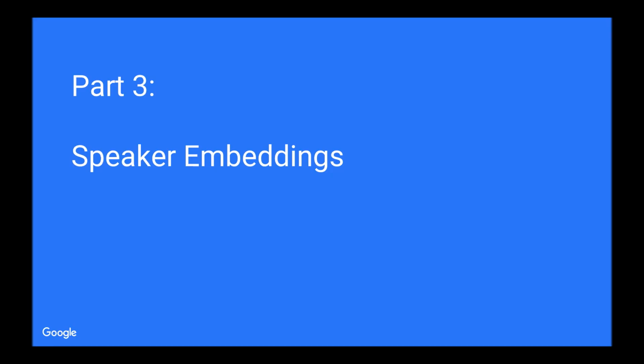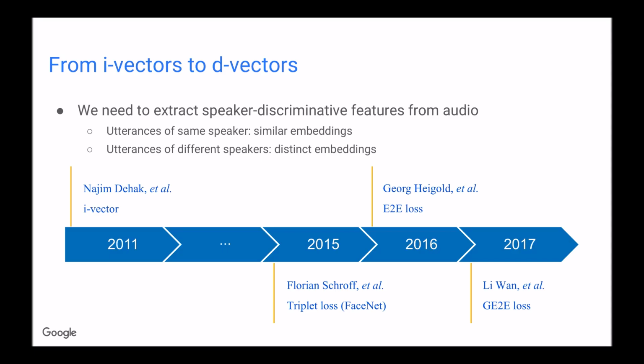In our system, we can see that there are two parts that are critically important: the speaker embedding and the clustering. So let's talk about the speaker embedding first. Speaker embedding is the technique to extract fixed dimension vectors from audio that can discriminate different speakers. For example, utterances of the same speaker should have similar embeddings, and utterances of different speakers should have embeddings that are distinct from each other.